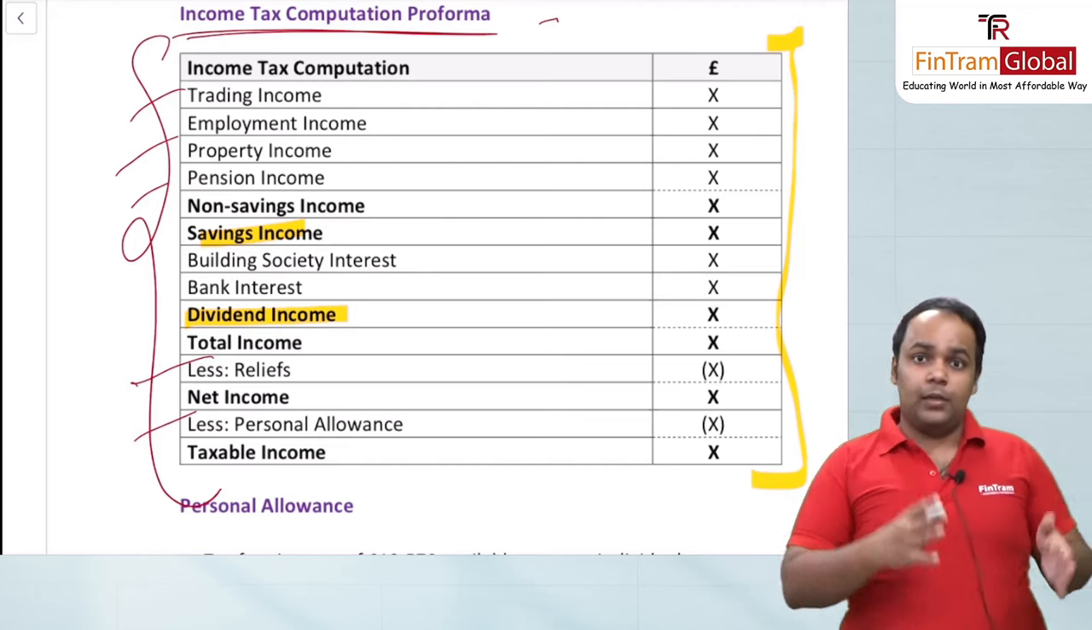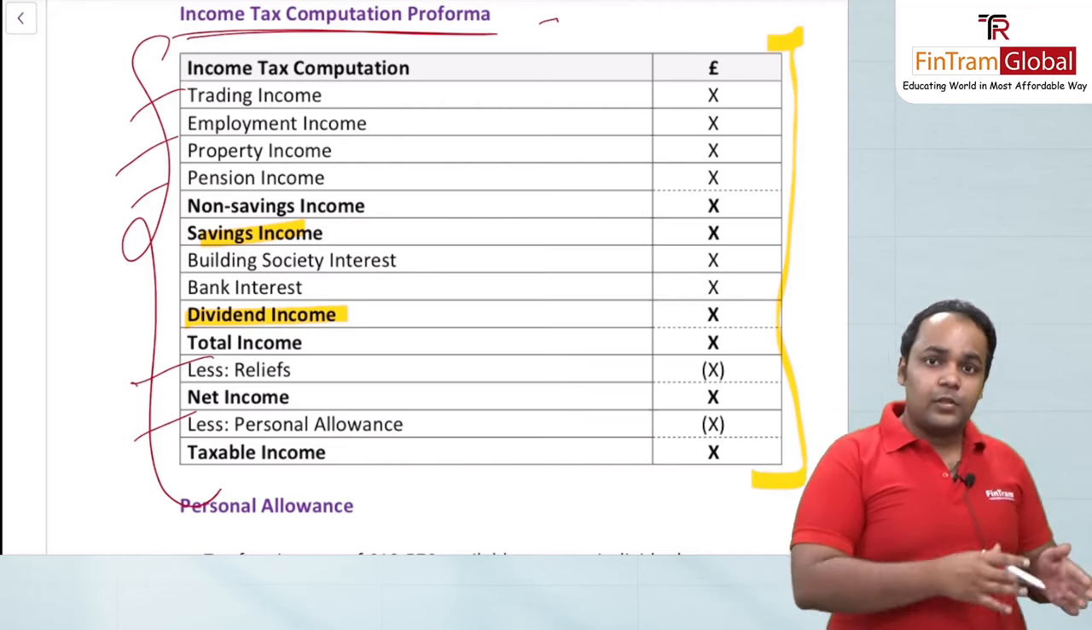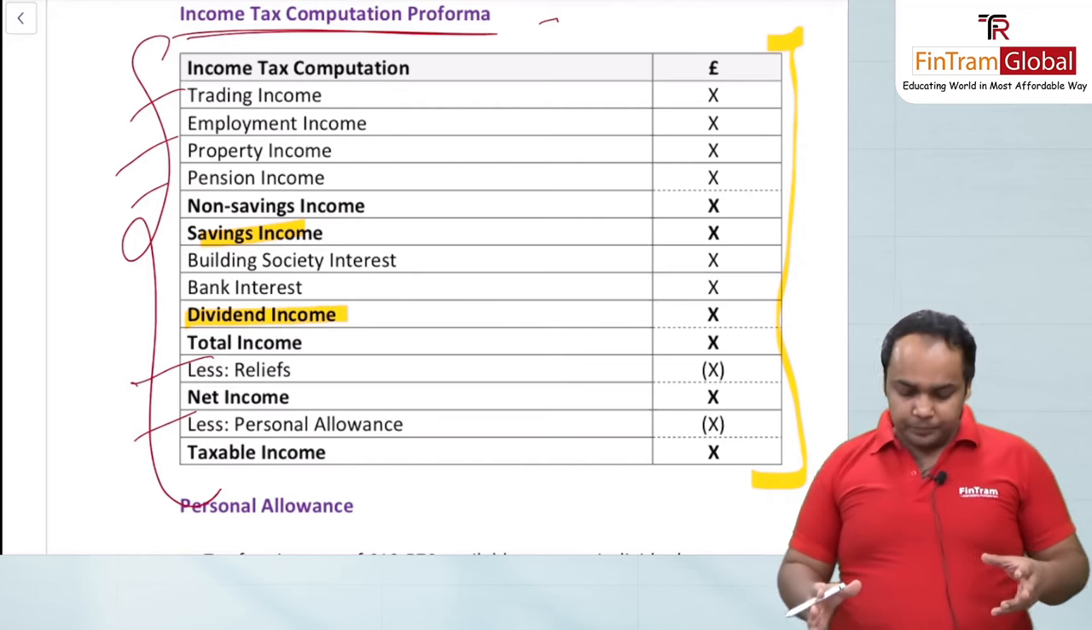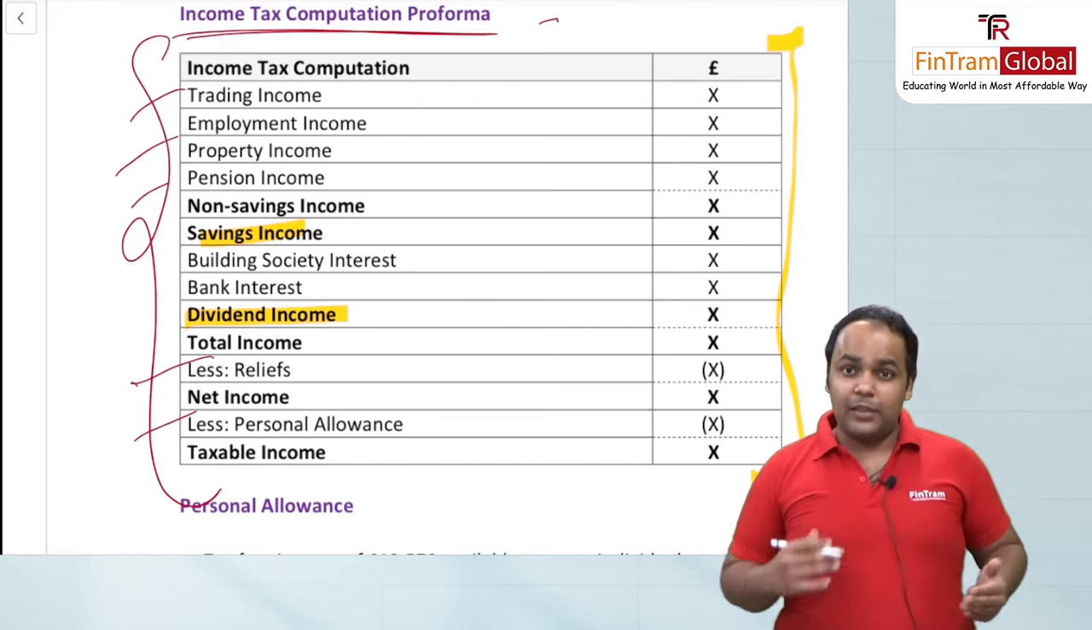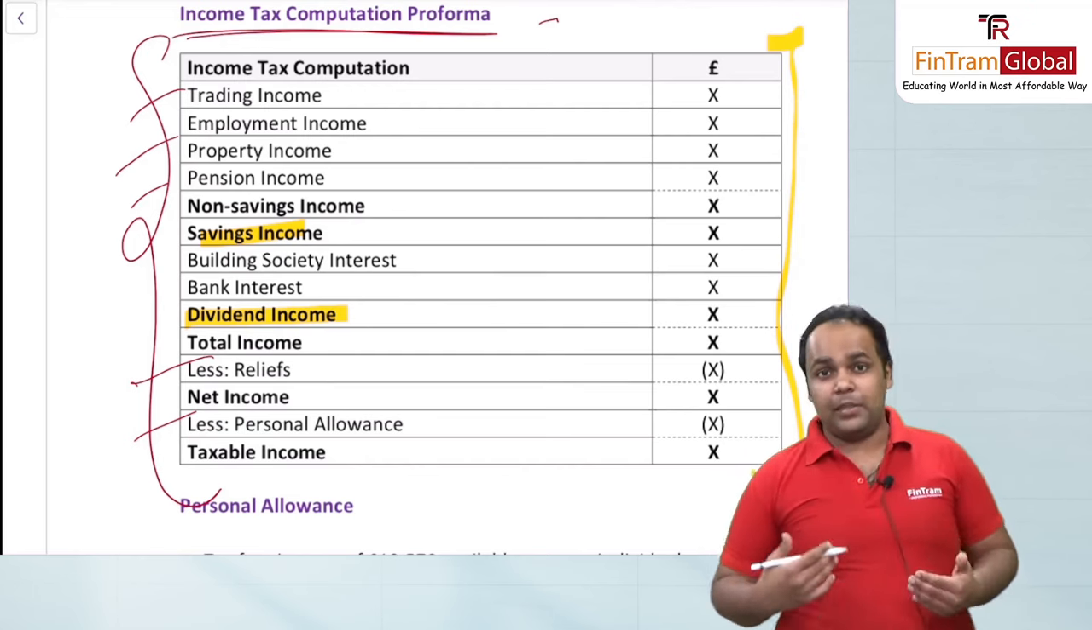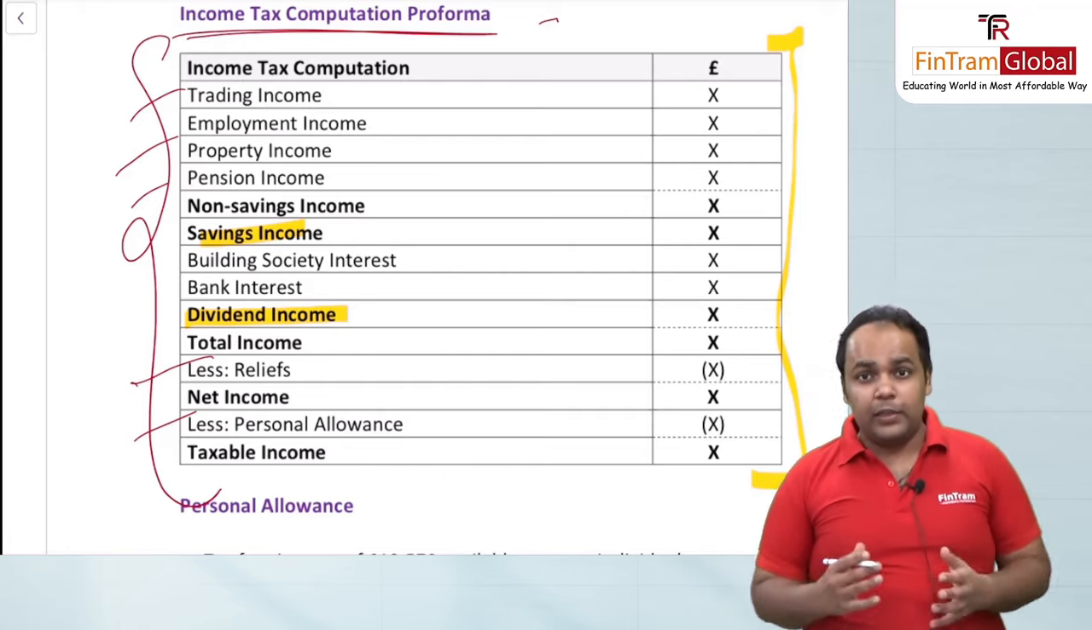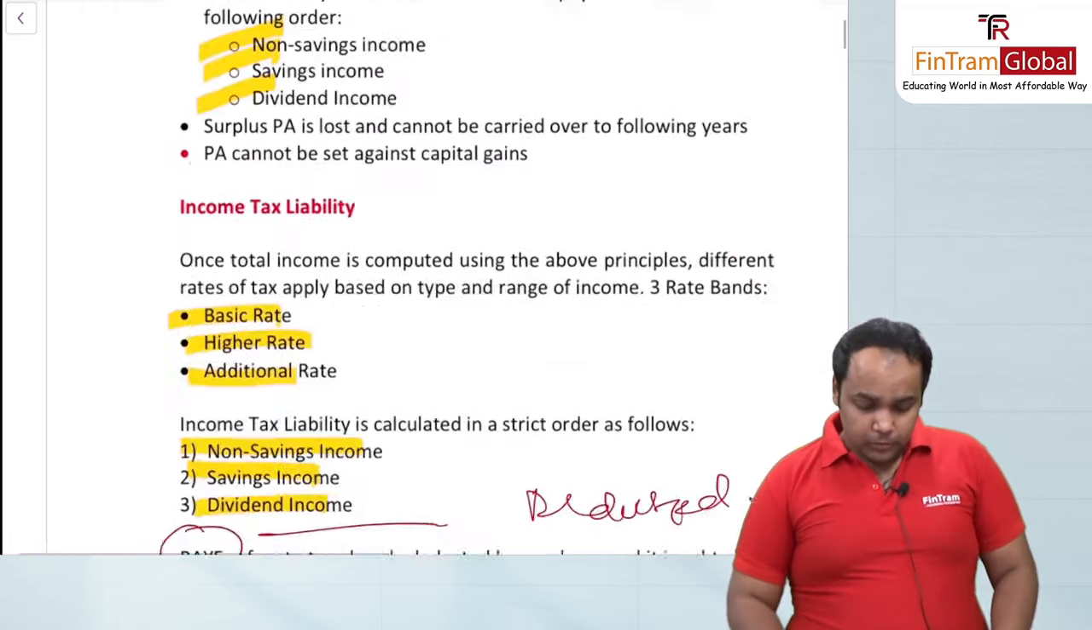It will include taxation of savings, taxation of non-savings, taxation of dividends, plus reliefs and personal allowance aspects as well. All of this has to be consolidated in your answer. So always, always keep that in mind.